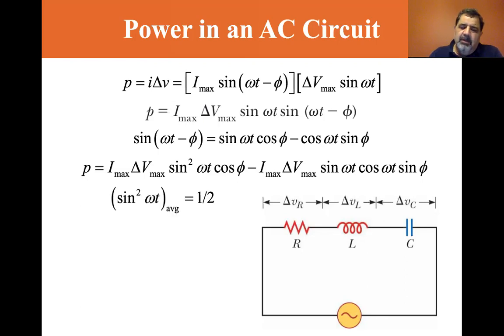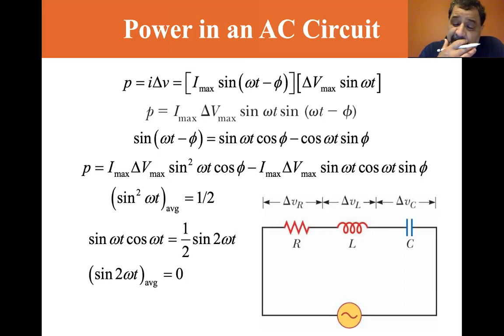Now we're going to use some facts about the averages. Let me erase these so that you'll see it when we get to it. We're going to use some graphs to show that the average of sine squared omega T is equal to 1/2. And why they use this substitution, I don't know, but they use it. Sine omega T cosine omega T equals 1/2 sine 2 omega T, and the average of sine 2 omega T equals 0. And you'll see the average of sine omega T cosine omega T equals 0 also. So I don't really understand why they use the identity, but we'll go with it.